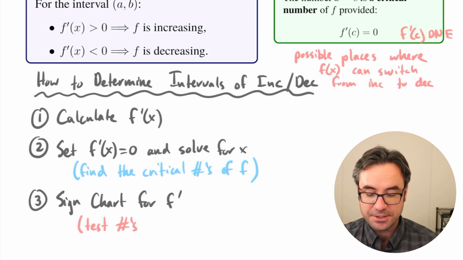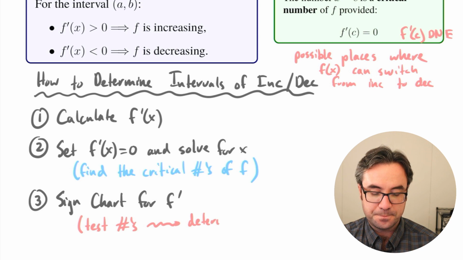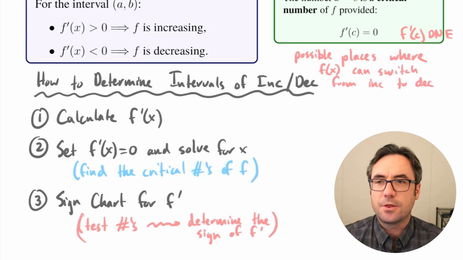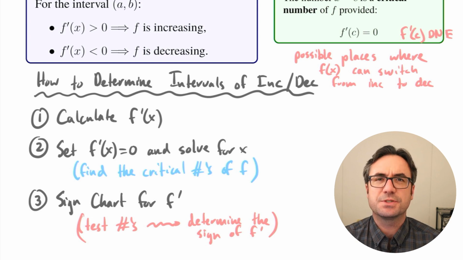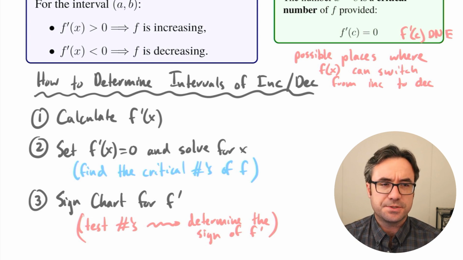So we're going to use test numbers to determine the sign of f prime. That's one way we're going to do it. Another way is we can just have it factored and figure out the signs that way as well. We'll see that in some examples. So let's get into it.